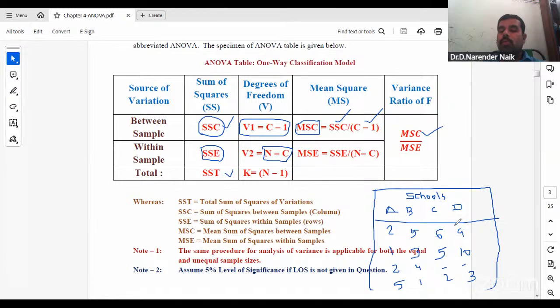In this school A, B, C, D table, generally school A has 4 samples: 2, 1, 2, 5. School B: 5, 3, 4, 1. School C: 6, 5, then no value, and 2. Then 9, 10, again a value is empty, then 3. So this type of question is called unequal sample size. All equal sample sizes are not taken. So this is one case.